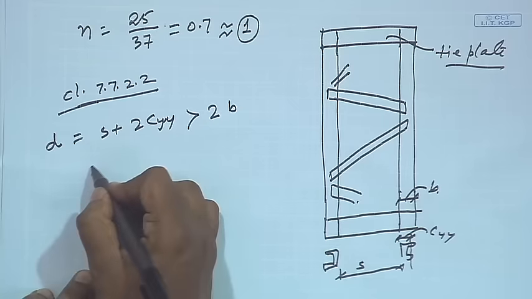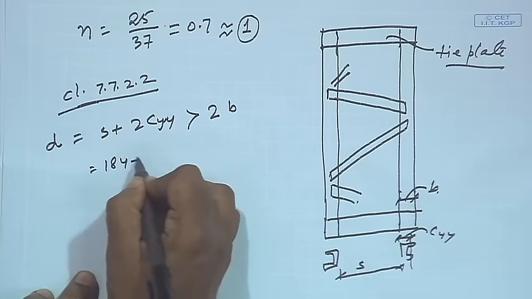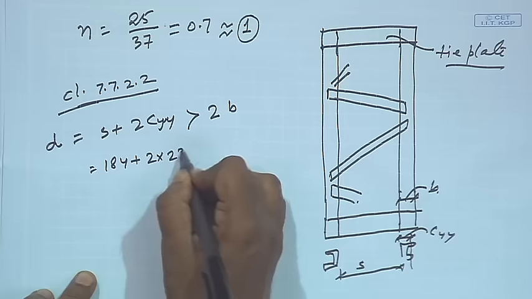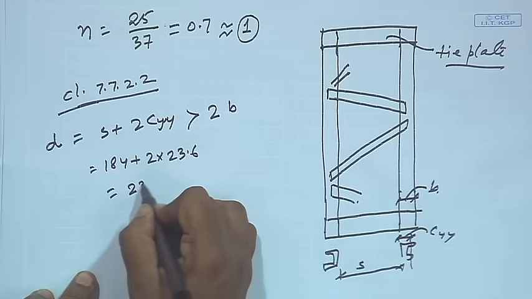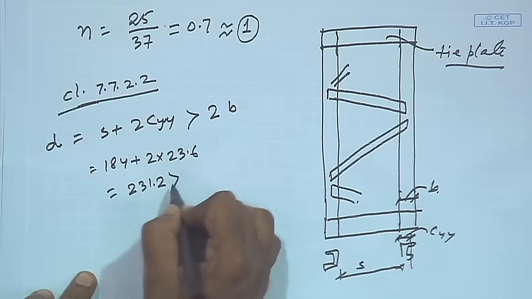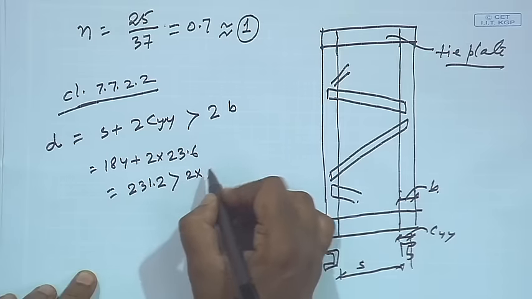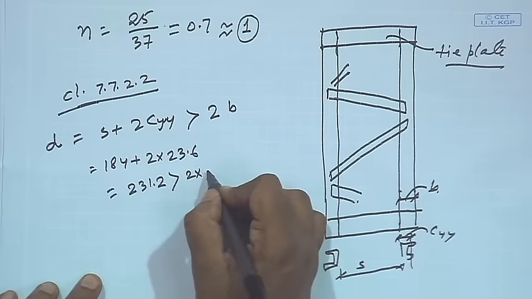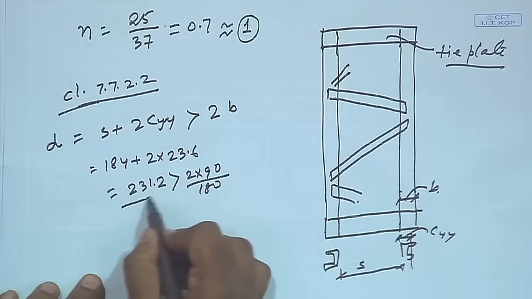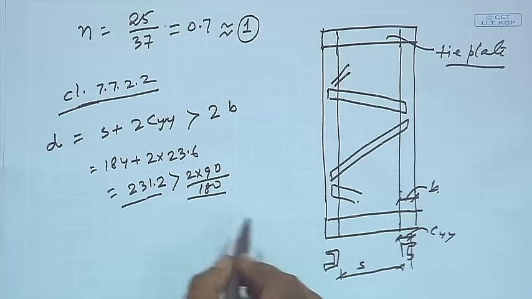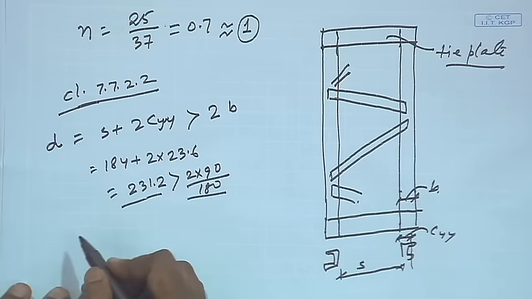So, here we are getting S as 184 plus 2 into CYY we found earlier, 23.6, which becomes 231.2, and it should be greater than 2 into B. B was the flange width, which was 90. So, this is 180. That means the effective depth is greater than 180. So, it is okay, right. Now, minimum edge distance also we need to provide.